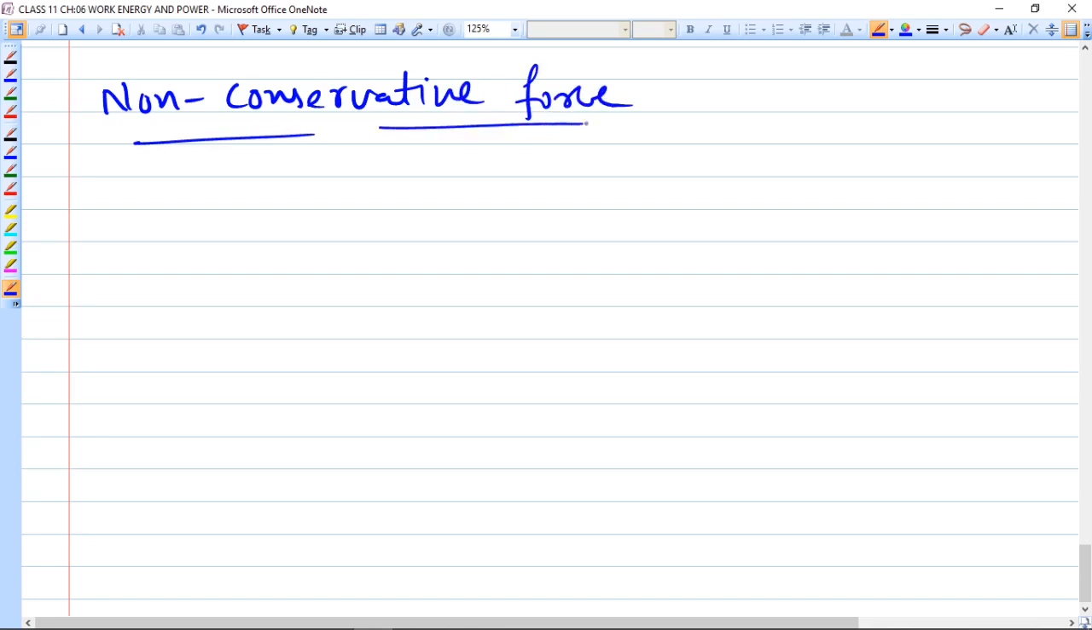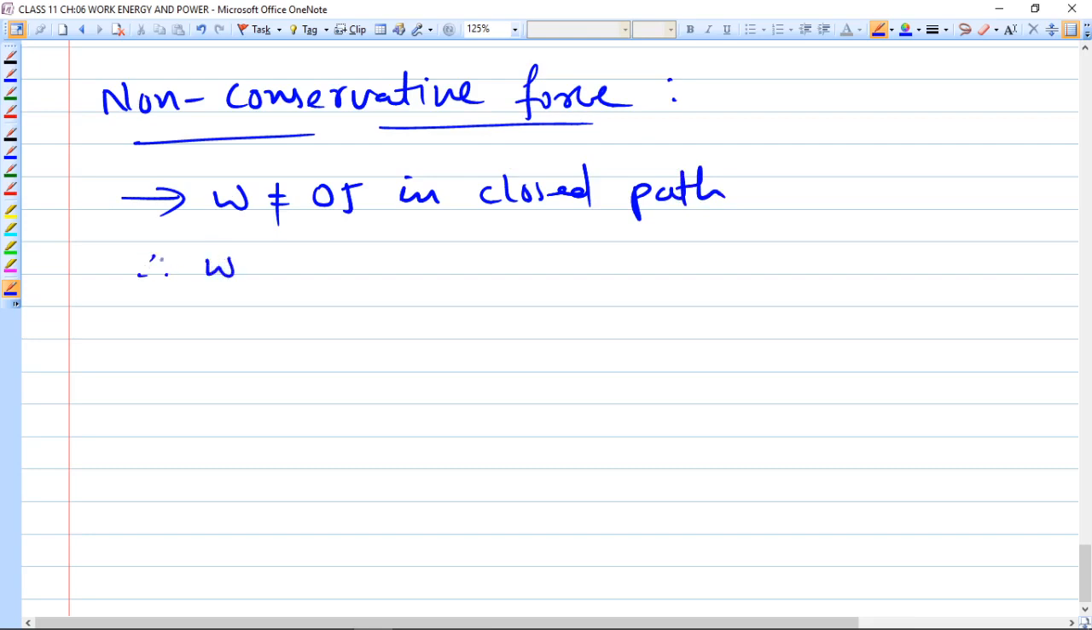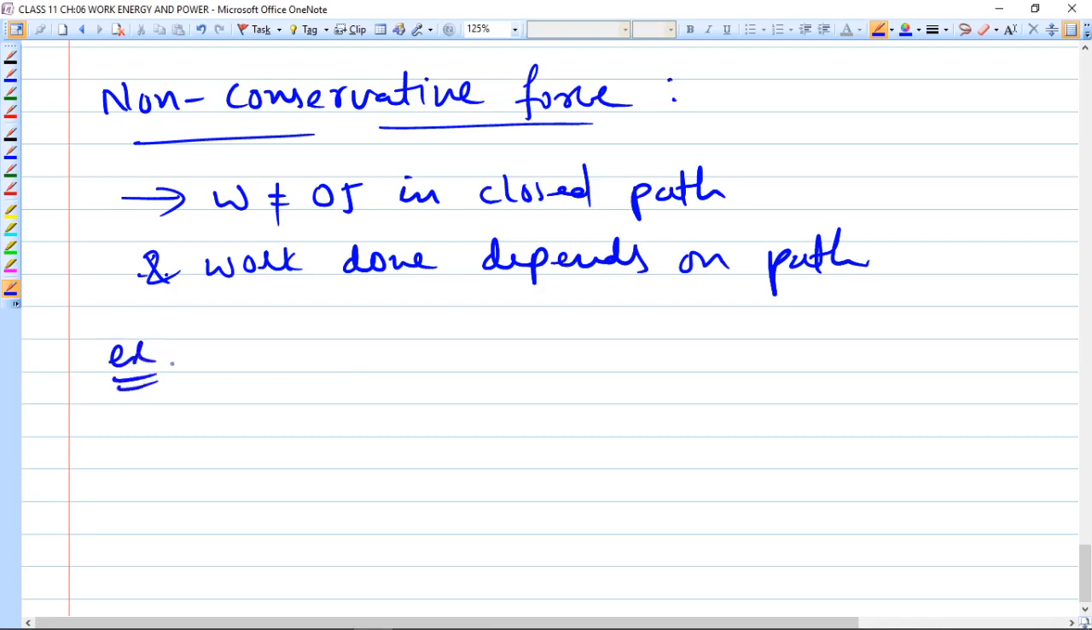Non-conservative force. Okay. If someone asks you what is a non-conservative force, then what is it? The work done is not equal to 0 joule in a closed path. And second, work done depends on path. Example of this is frictional force. Best example.